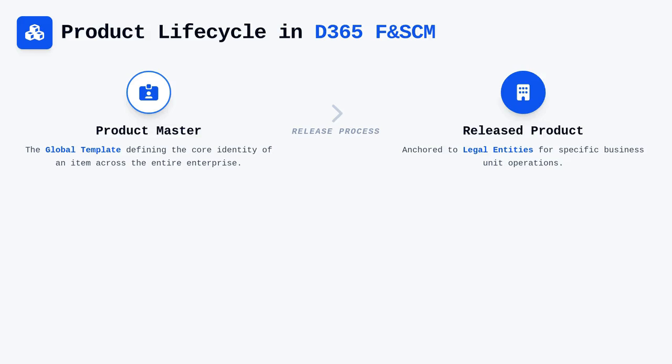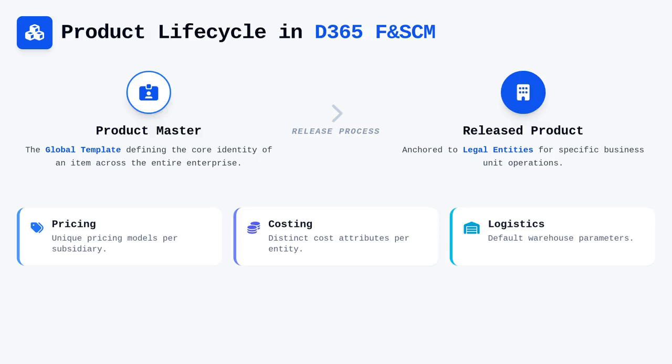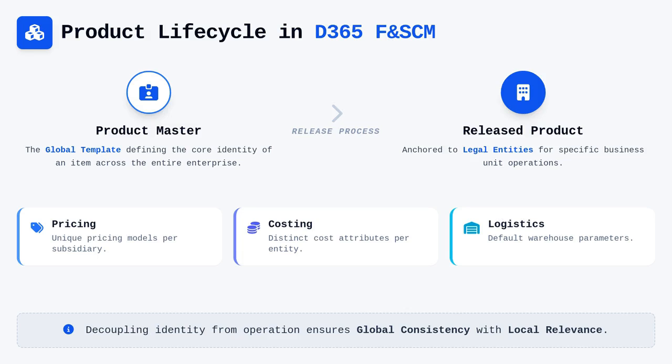This release process is essential because it anchors the product to a specific business unit, allowing you to define distinct cost attributes, pricing models, and default warehouse parameters for that entity. By decoupling the master definition from the entity-specific attributes, the system ensures that while a product shares a common identity globally, its operational behavior remains contextually relevant to the subsidiary or branch selling or manufacturing it.